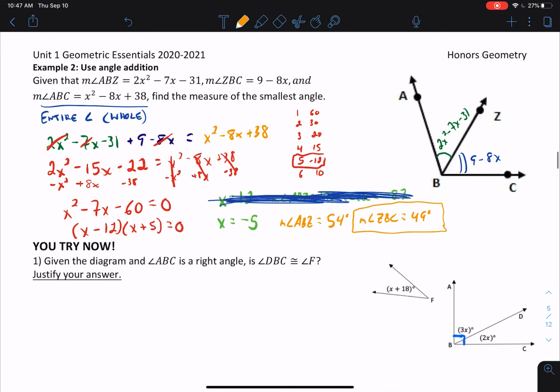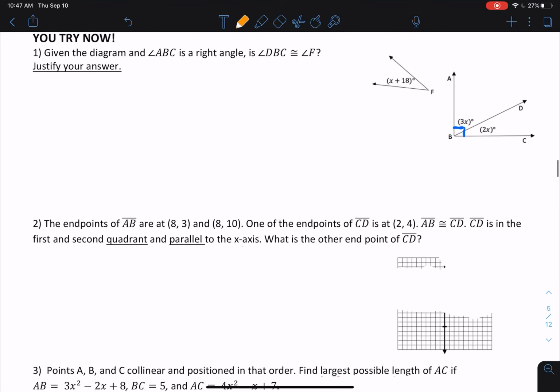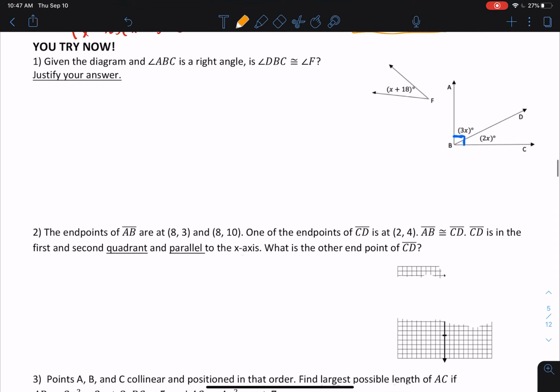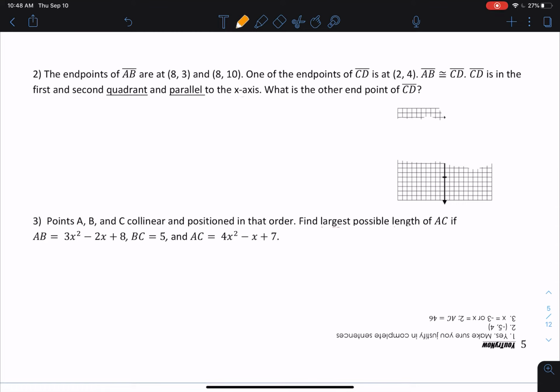Now I would invite you to please pause the video and try these 3 you-try-now problems. There are the first 2. Pause the video and try those out. And then there's the last one. The answers are in the bottom right-hand corner for you to look at, but I will also show my work after you pause the video.